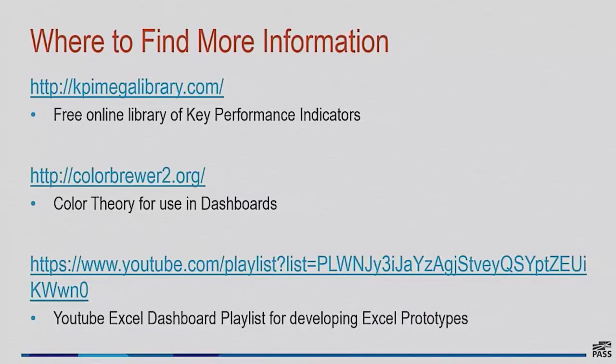So where can you find more information? KPI Mega Library is a good place to start. If you have an idea of what's in your annual report, or the executive is coming to you saying, well, what sort of things should we measure? This is a great resource to get started on. It might cost you a little bit, but it's a good place to start. They'll break this down by what industry you're in, what department you're in. Are you in the public sector, private sector? So I usually start here.